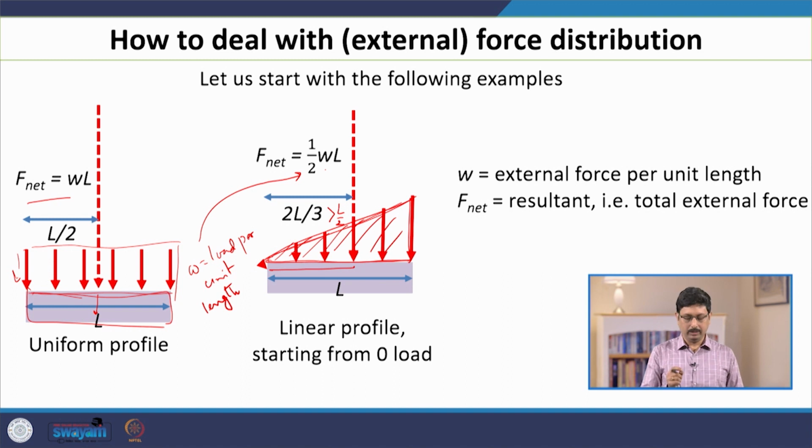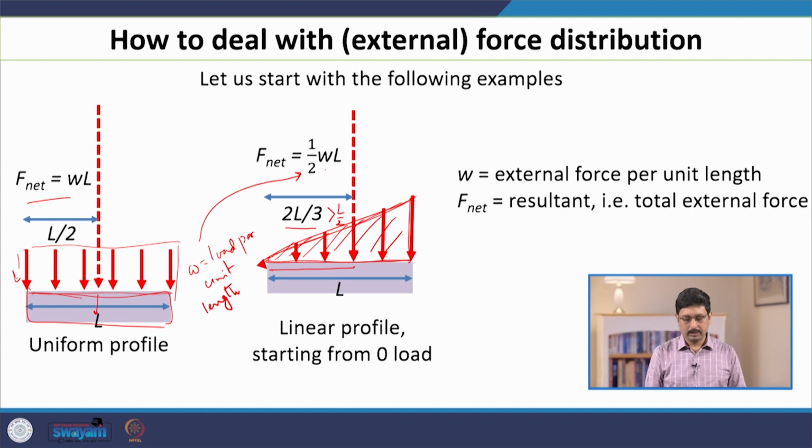I must mention that whenever you are analyzing a mechanics problem, one question you should keep asking yourself is, does it make sense? In this case it makes sense because as you go further from the left end, the load per unit length increases. So you expect more load towards the right end. The line of action of the force should be biased towards the right end, and hence the line of action is beyond the middle point.